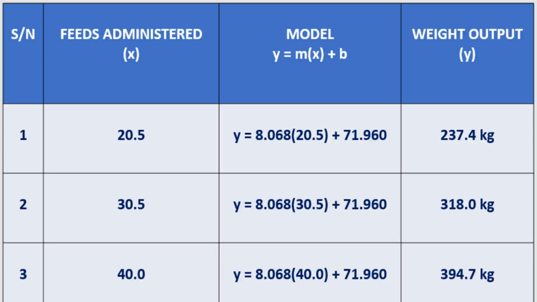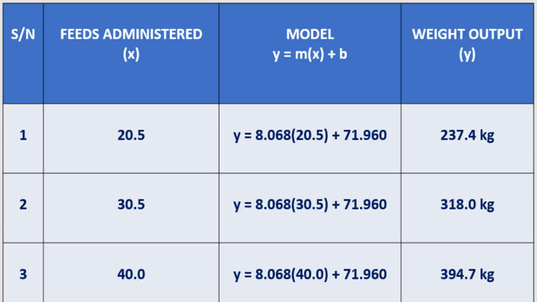If you administer the feeds 20.5 times, the weight output would be 237.4 kg. If you administer the feeds 30.5 times, the weight output would be 318.0 kg. And if you administer the feeds 40 times, the weight output will be 394.7 kg. As you can see, for every unit increase in the number of times feeds are administered, there is a corresponding increase in the weight gained. This is expected because there is a positive correlation between the dependent and independent variables.